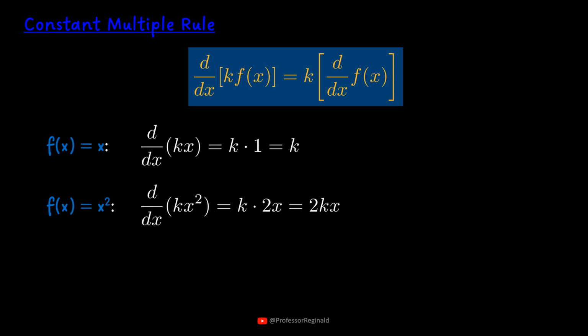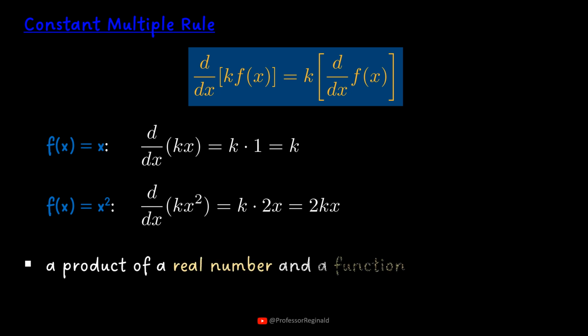The constant multiple rule is only applicable to a product of a real number and a function of the independent variable. For addition, subtraction, multiplication, and division involving two or more functions, please use the sum or difference, the product, and the quotient rules, which are discussed later in this video.